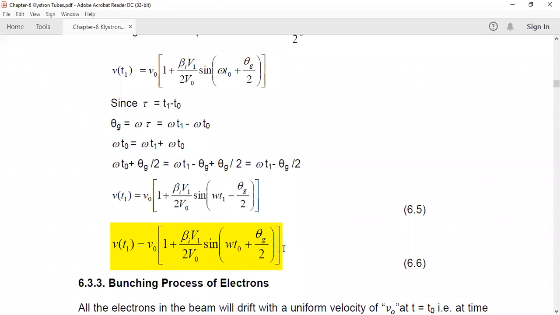So velocity modulation means after interacting the input signal, that is the RF signal, with the electron beam, this is the velocity of electron after the puncture cavity. After leaving the puncture cavity means at T is equal to T1. So T naught is the time the electron beam enters the puncture cavity. So T1 is the time the electron leaves the puncture cavity. Now this is the equation for velocity modulation of electron after leaving the puncture cavity.